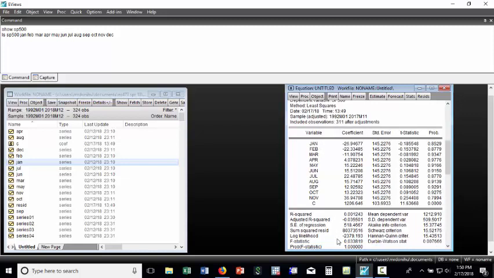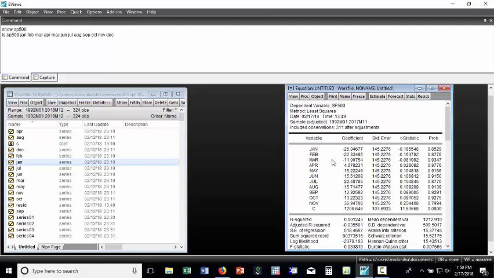Well, fortunately, the default output from EViews and most statistical packages gives you an F statistic for overall fit. In other words, it tests the null hypothesis that the coefficients for January, February, March, April, May are jointly equal to 0. And we get an F value of 0.03 and a P value of 1.00, meaning that we cannot reject this null hypothesis at any statistically significant level of significance. 1.0 is 100%. And so therefore we can conclude that there is no statistically significant seasonal component to the S&P 500.